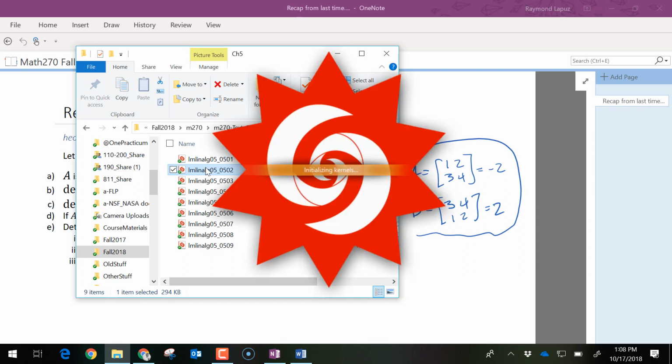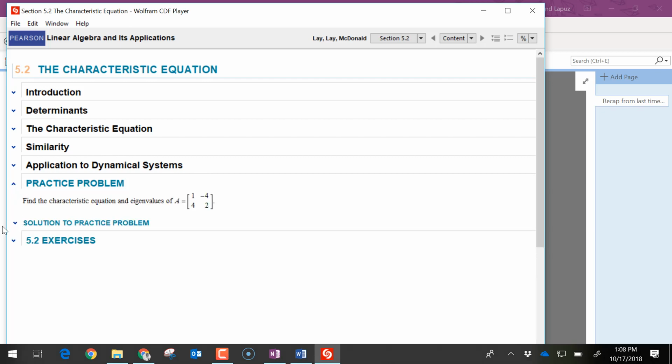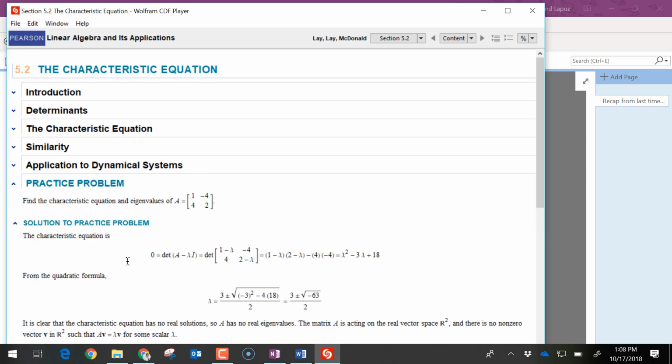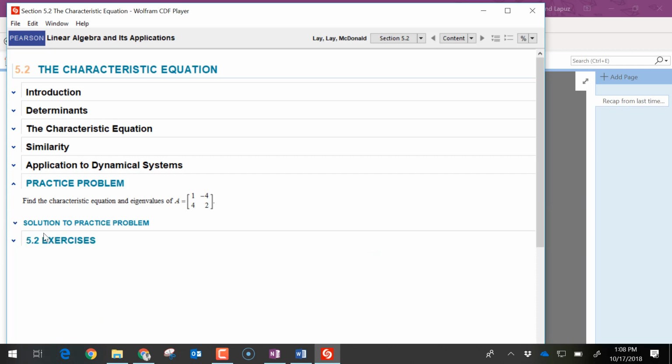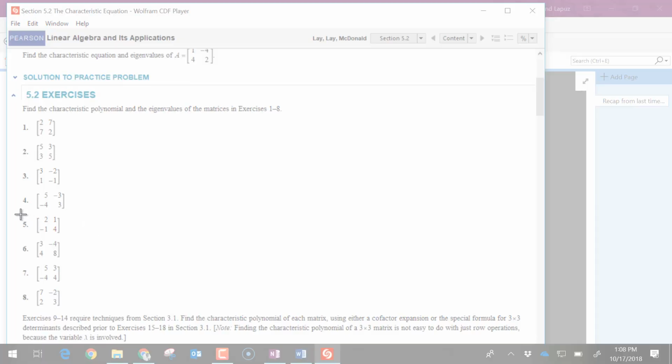So all that theory stuff about the determinants of the elementary matrices kind of helps us prove information about the eigenvalues and stuff. So these are just, let's go with a 2 by 2 matrix. Let's do number 5 as an example.